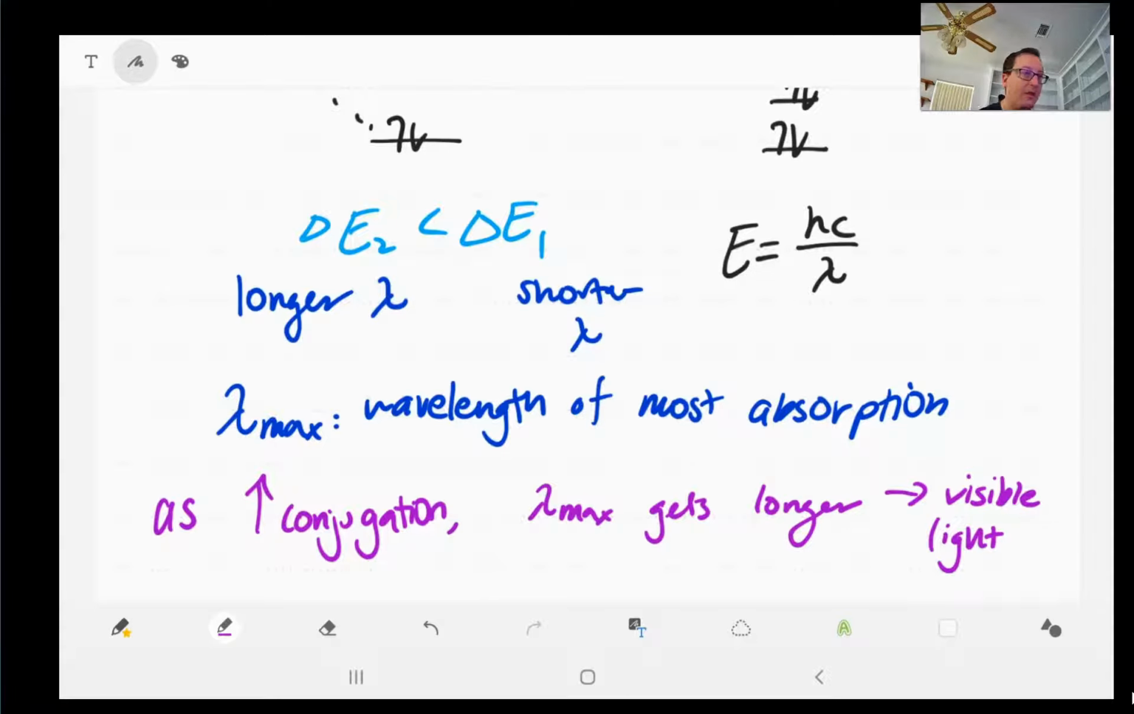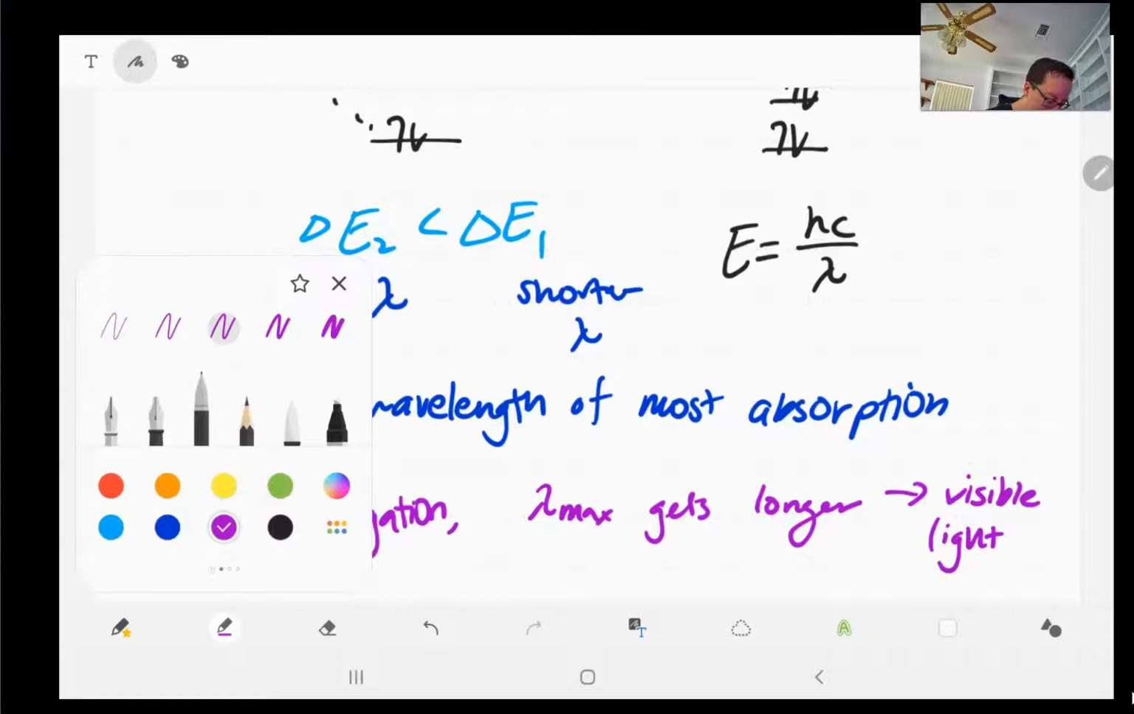That's not important here. The point though is that we are adding more conjugation. We're squishing these orbitals closer and closer together in terms of energy. Therefore, we need less and less energy to get them to promote to a higher orbital. And then your lambda max will get longer and longer, eventually coming into the visible spectrum. So that's where color comes from with a lot of compounds. So that's that.